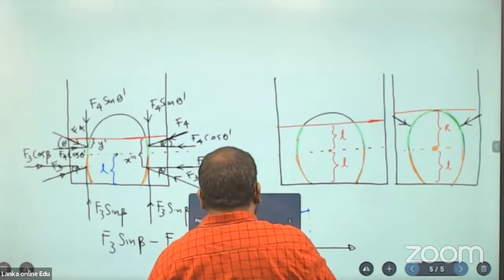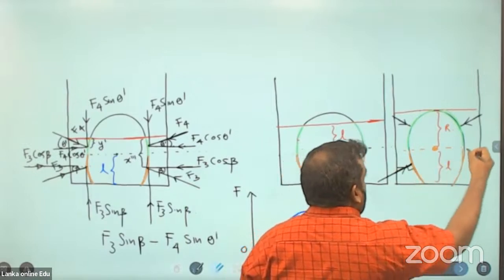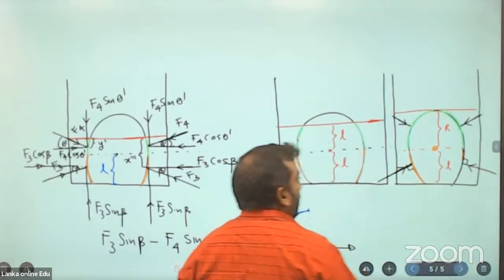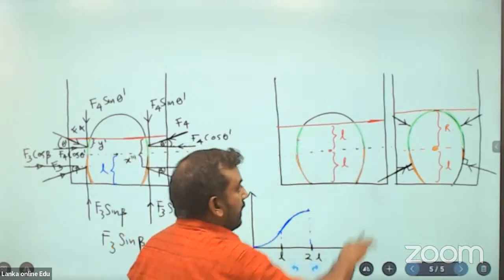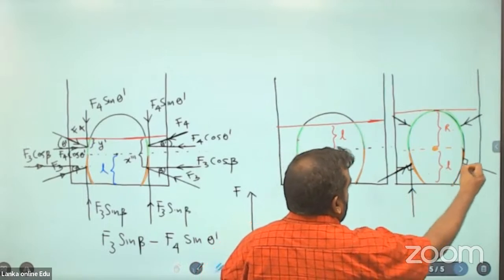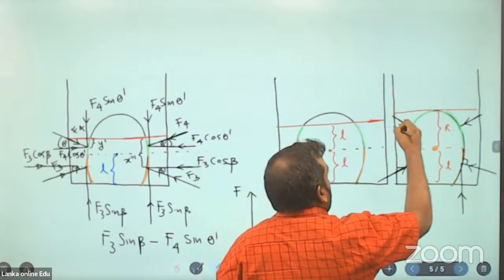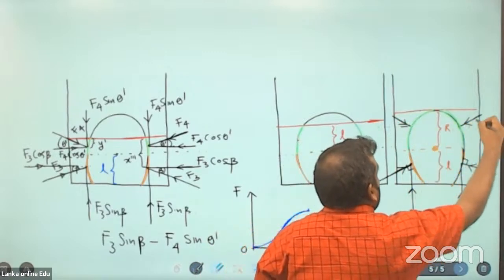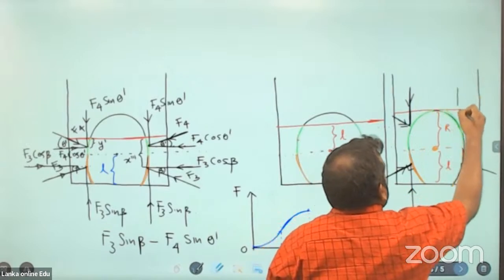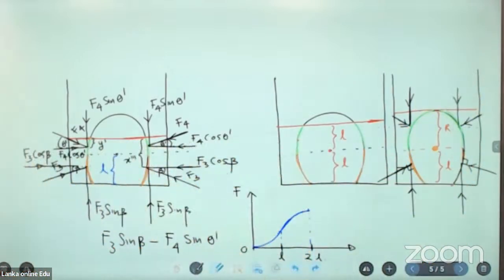Here you have a force perpendicular to the surface. Here you have a force perpendicular to the surface. The cosine components cancel off, only sine components are there. Look at this carefully. The cosine components cancel off, sine components are acting downward. Carefully look.